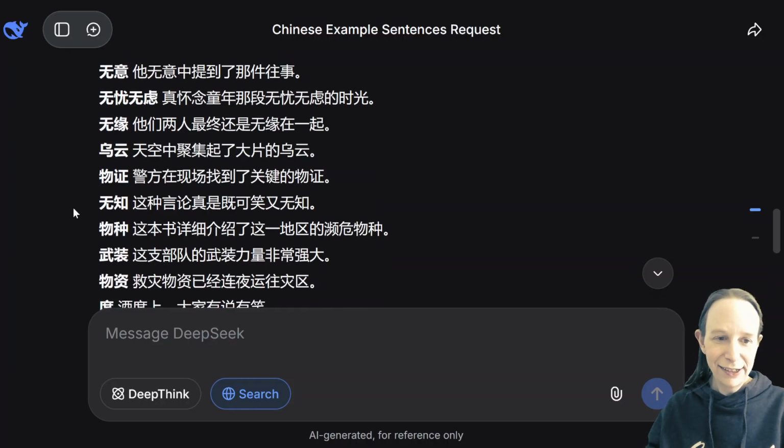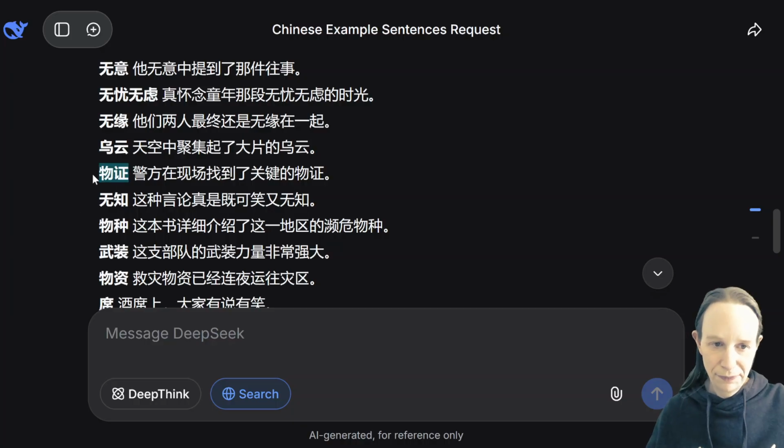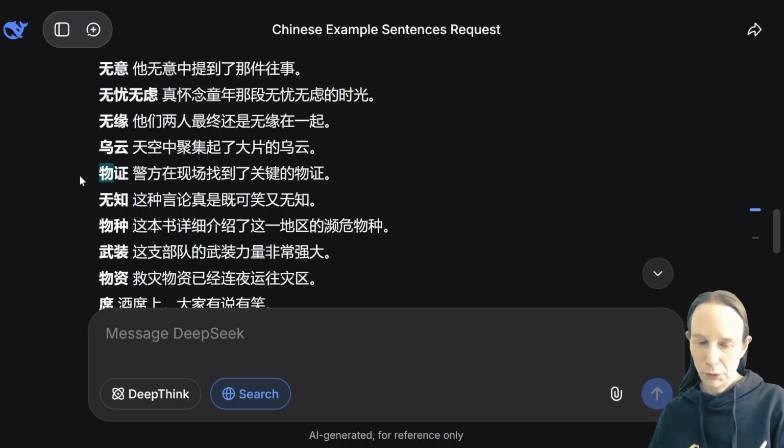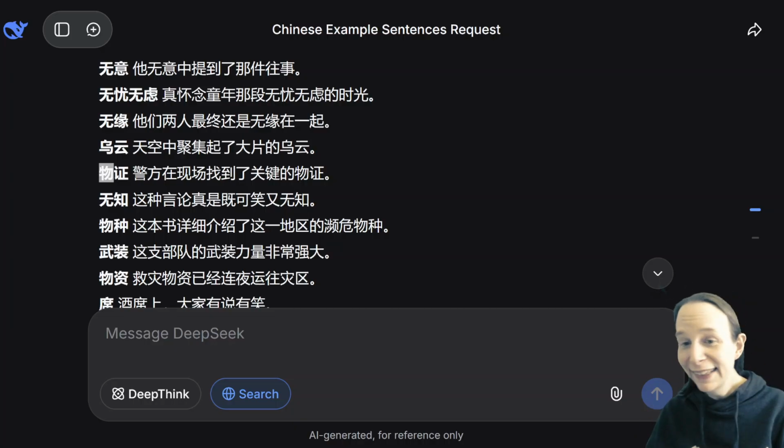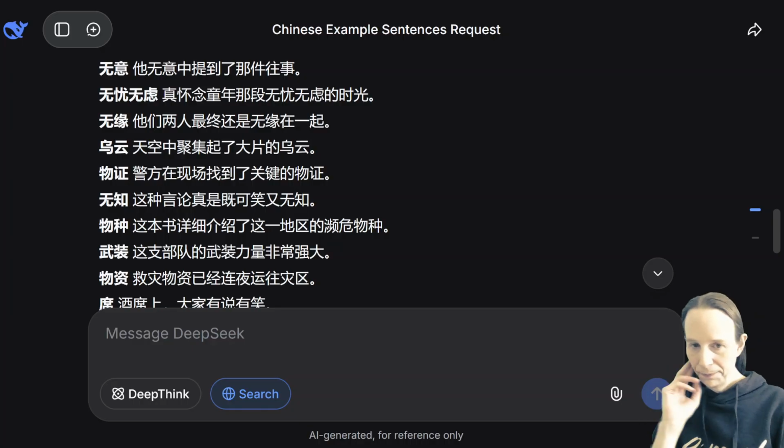Okay, 特征. No, not 特征, 物证. 物 represents physical items, commodity, entity. 证 would be a certificate if it's used as a suffix. So I'm not sure what this is, but 警方在现场找到了关键的物证. Maybe it's more like material evidence.